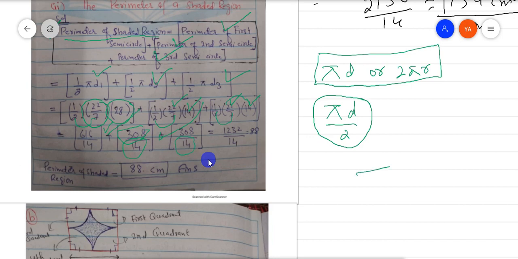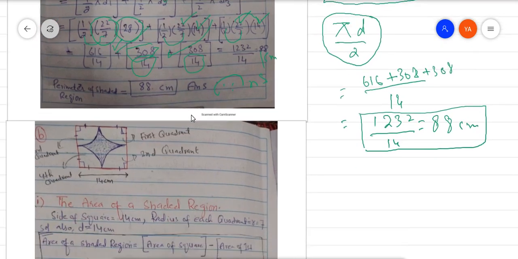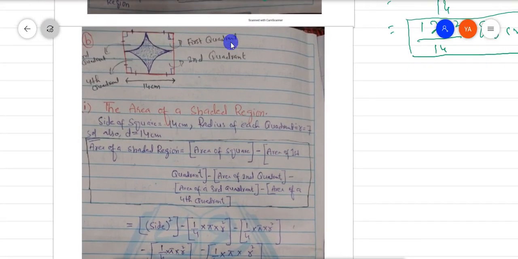Now the LCM is 14, then 616 plus 308 plus 308, then it will be 1232 divided by 14 is equal to 88 centimeter. So the perimeter of the shaded region is 88 centimeter. This is our answer. So this is the second part, part B, for the question number 4.